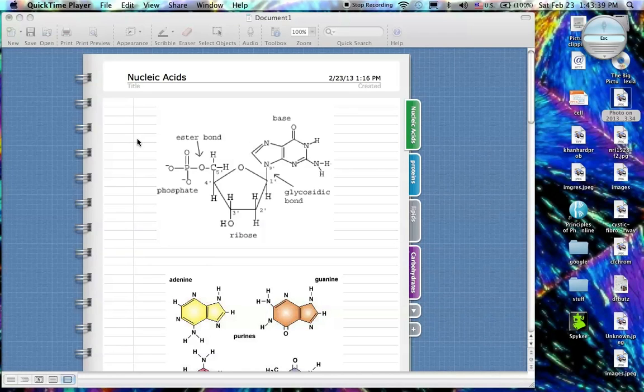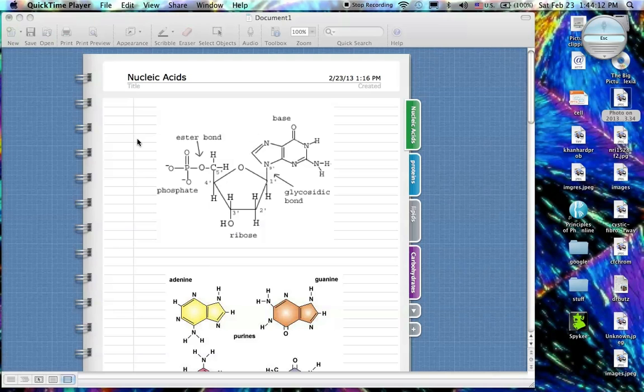Okay, so nucleic acids. Nucleic acids are basically macromolecules that store information. A macromolecule is basically just a large molecule, macro meaning big. The two basic nucleic acids that you are familiar with are DNA and RNA. DNA stands for deoxyribose nucleic acid, and RNA stands for ribose nucleic acid.